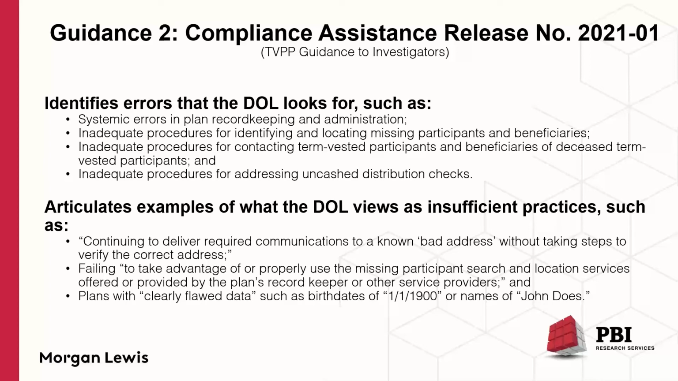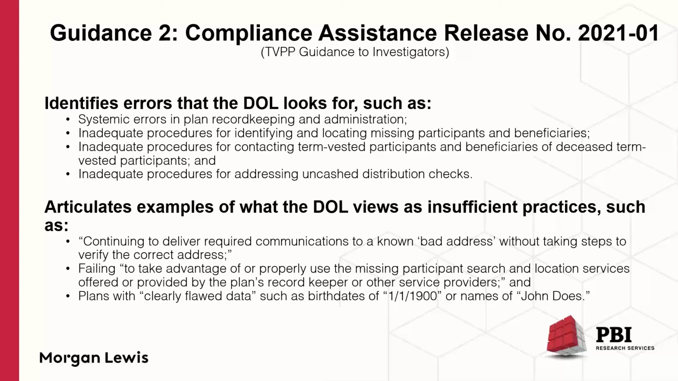And then there are specific examples. In the instruction to investigators, the DOL identifies things that they think would be red flags. One of them is continuing to deliver communications to known bad addresses. So I would translate that into, hey, plan fiduciaries, if you have this process of continuing to send mail to addresses you know are bad, you may want to consider doing away with that, because the DOL has cited it as a red flag.